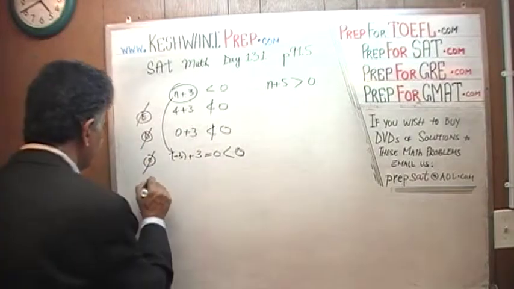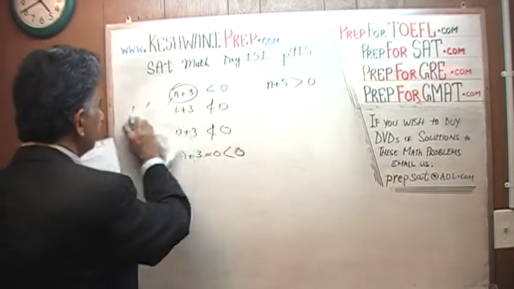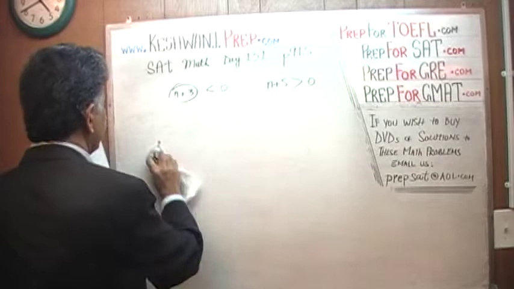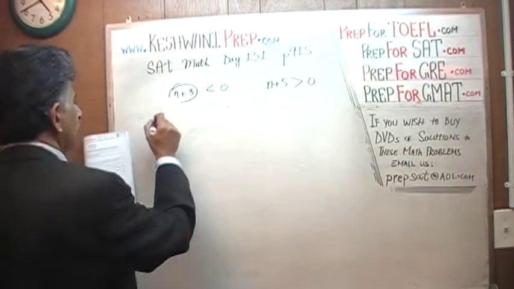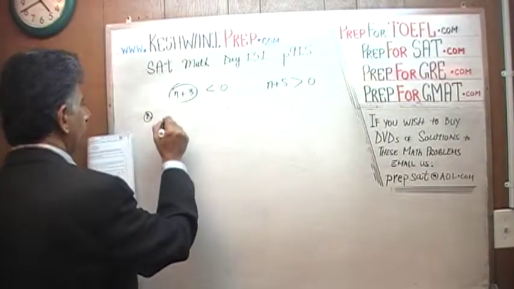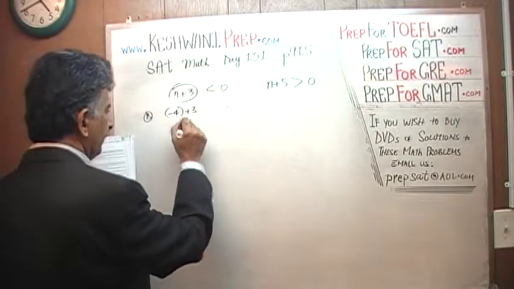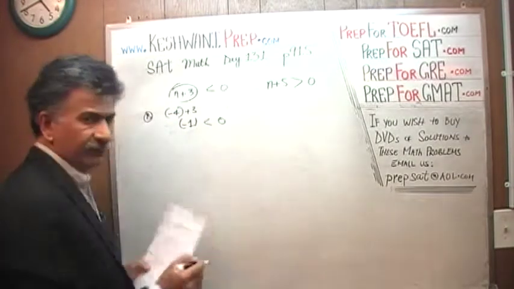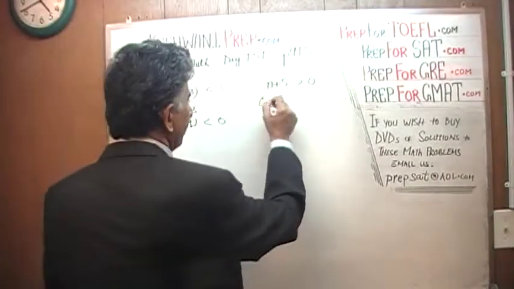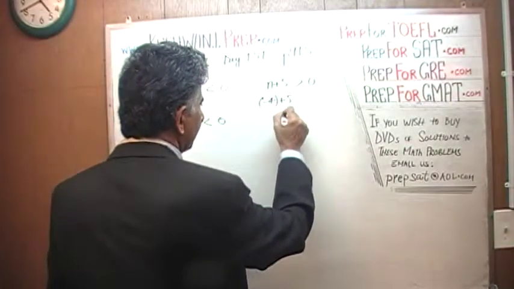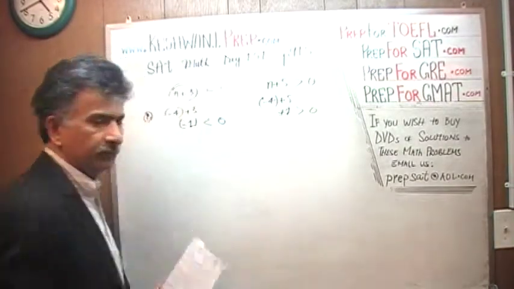The answer is B. B says negative 4. Negative 4 plus 3 is going to be negative 1, and negative 1 is indeed less than 0, and negative 4 plus 5 gives us positive 1, which is more than 0.